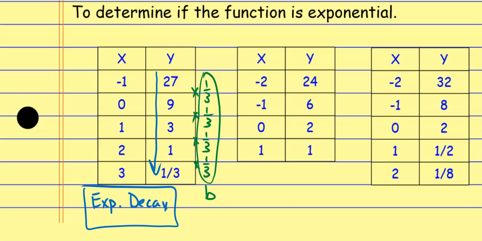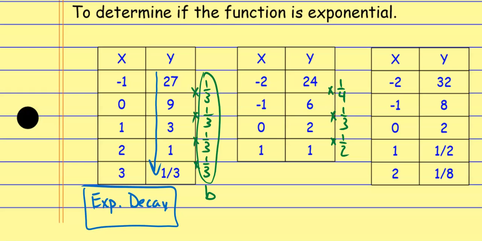If I look at the next one, once again, I can see that they're decreasing here. I went from 24 to 6 to 2 to 1. So it's decreasing for sure. But I want to determine, is this an exponential function that's decreasing? So I look for that multiplication. For this one, to get from 24 to 6, that's divided by 4 or times 1/4. And then to get from 6 to 2, that's divided by 3 or times 1/3. And then it's times 1/2.